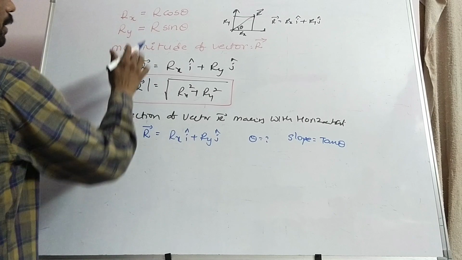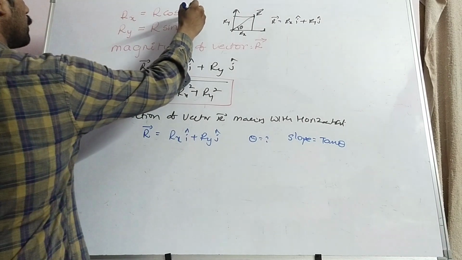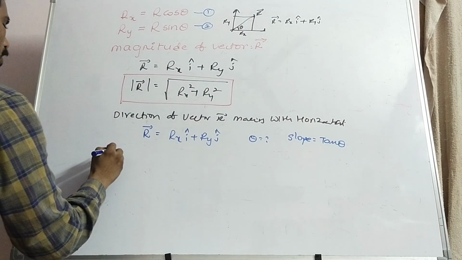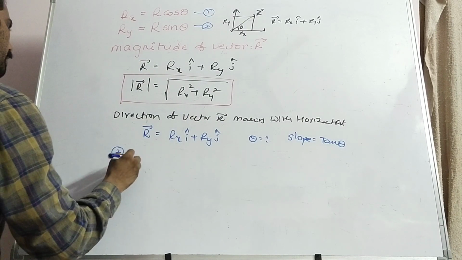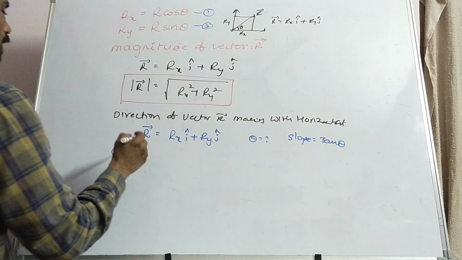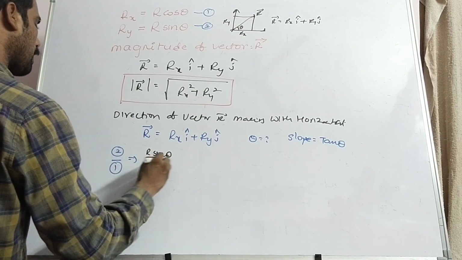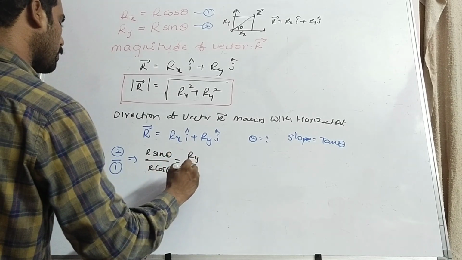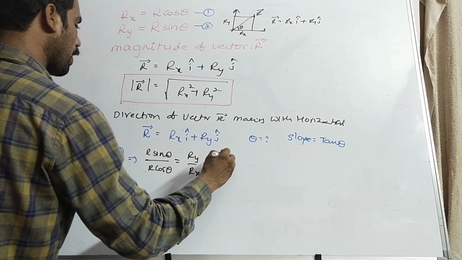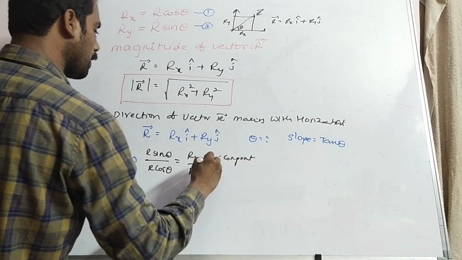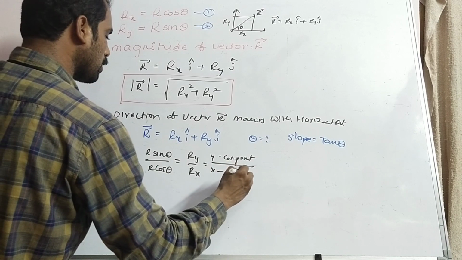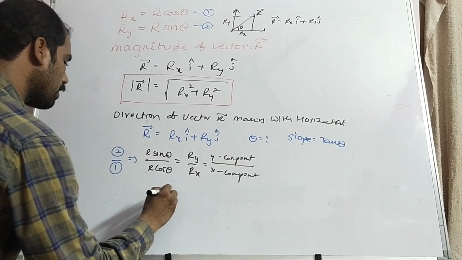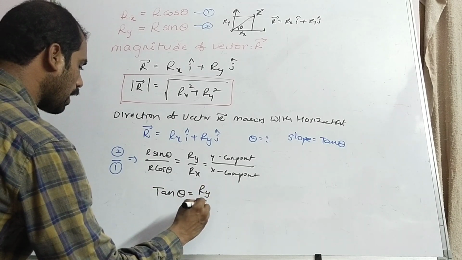Of course, see here we have horizontal component rx, vertical component ry. So now 2 divides 1 implies r sin theta by r cos theta is equal to ry by rx, that is y component by x component. Now sin theta by cos theta will be tan theta is equal to ry by rx.